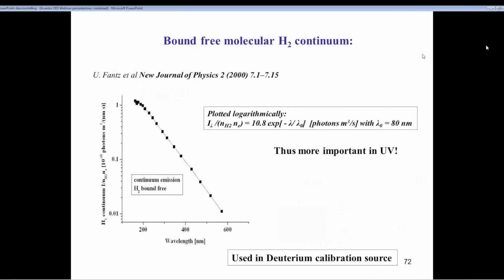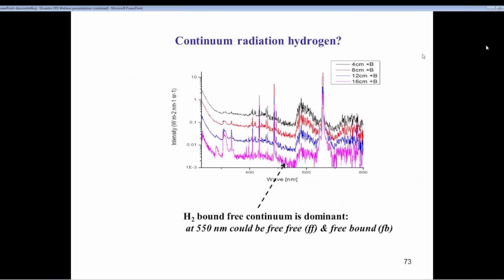Now here is plotted from Vans, but it has been replotted in a logarithmic way, the emission strength of this free-bound emission, which is in fact somewhat dependent on the vibrational population of the ground state of the hydrogen molecule, but it is not strong. You can see there's a logarithmic dependence on the wavelength, and so it's strongest in the 200 nanometer range.